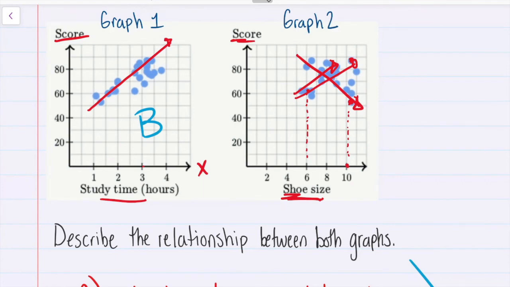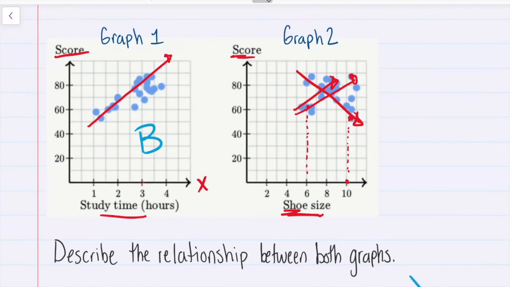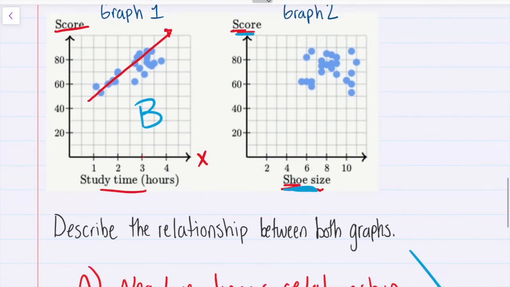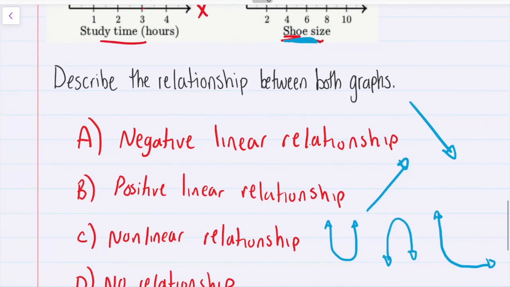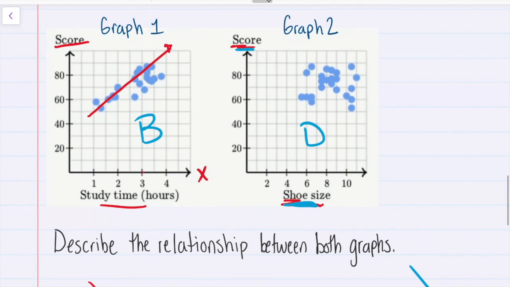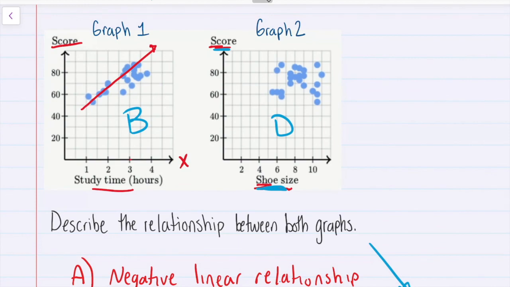Now graph number 2. Is there any way you can form a line? Not even a straight line, just any kind of line. I mean, some people could argue, hey, it looks more like a U going down. But again, it has to be obvious. If you don't really see it, and if you really think about the things you're comparing, then it should make sense that letter D is actually the answer for this one. Because there is no relationship between shoe size and the test scores, as it should be. Just because you have a size 13 doesn't mean you're going to get 100 or a 50, etc. And that's basically how we do scatter plots and graphs in this lesson.